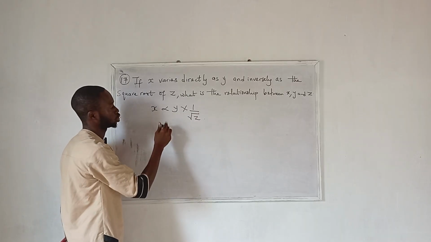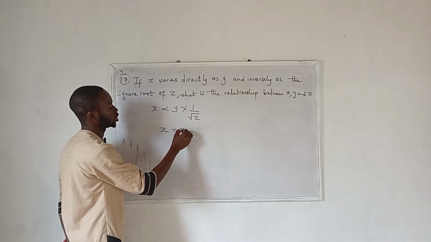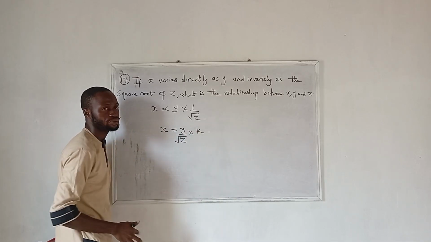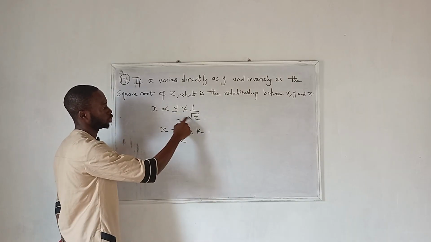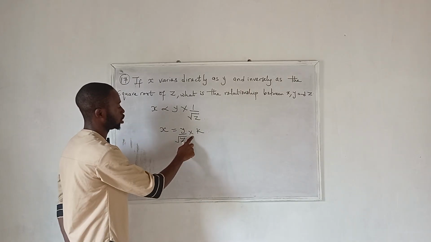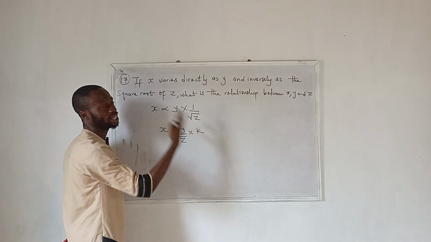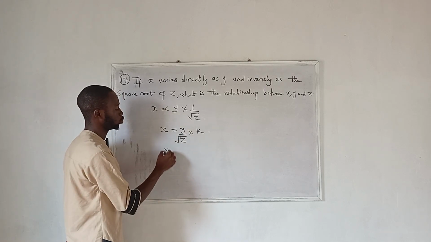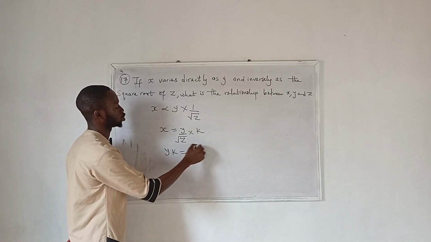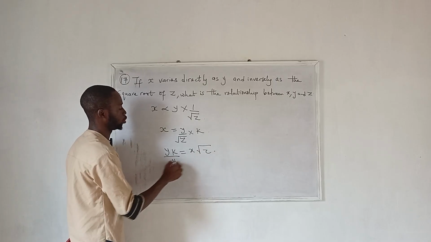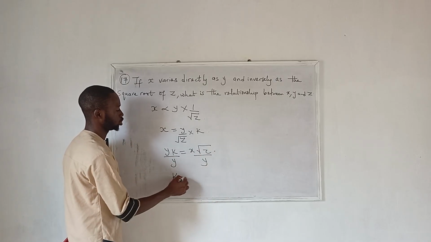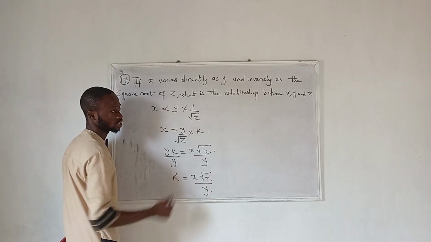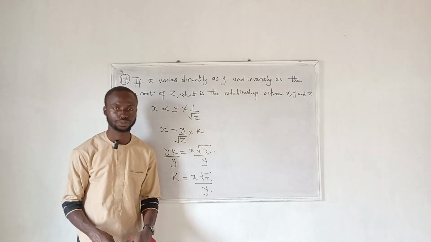Quickly remove this variation sign, then equate it and multiply it by a constant k. y times 1 is y, then you have over root z. When they ask you for the relationship, basically make k the subject. Cross multiply, you're going to have yk equals x root z. Then divide both sides by y. The relationship is k equals x root z over y.